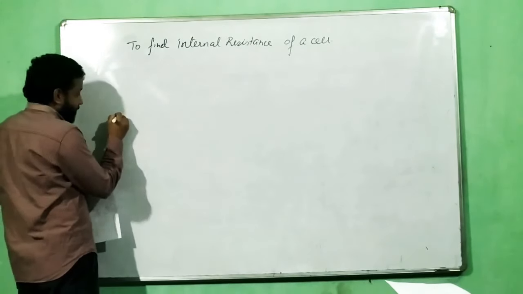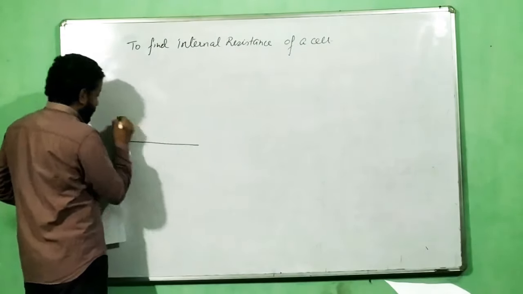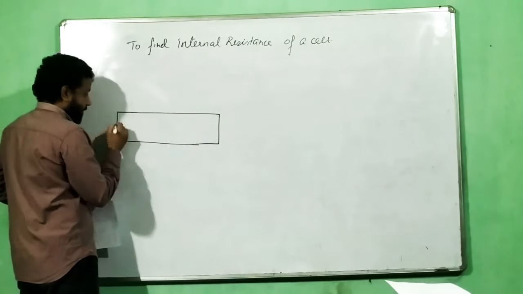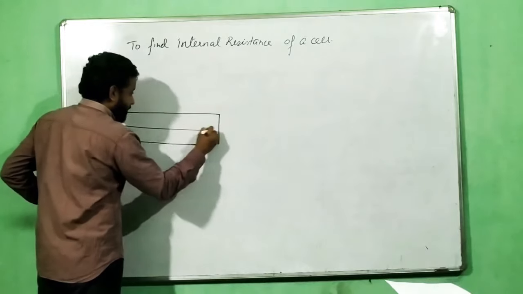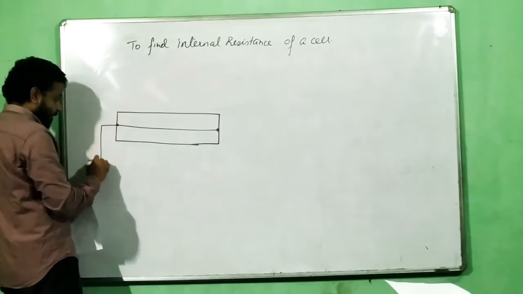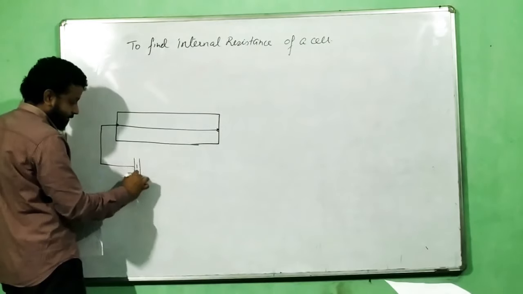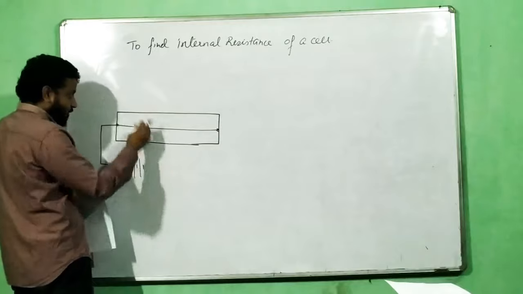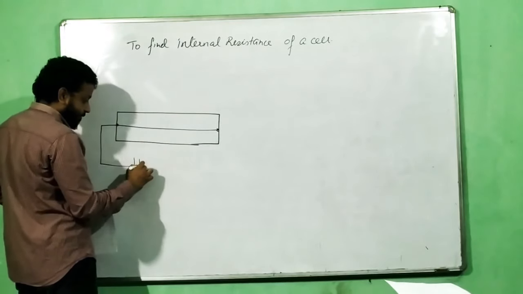So let us say that we have this as the potentiometer board, and from here to here this is my potentiometer wire. This is my driving cell, the primary EMF, whose value is always more than the one which comes as secondary EMF.